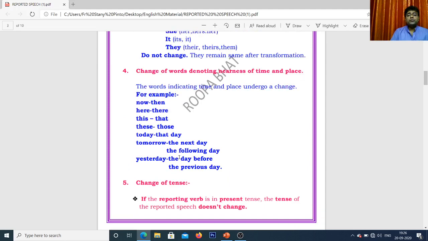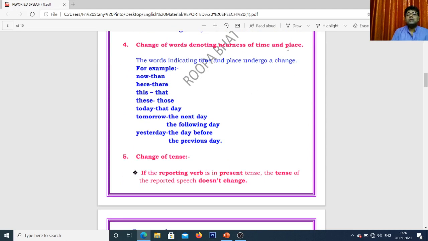Then, change of words denoting nearness in time and place. I told you the words showing time and place. Now is changed into then. Here is changed to there. This to that. These to those. Today to that day. Tomorrow to the next day or the following day. Yesterday to the day before or the previous day.